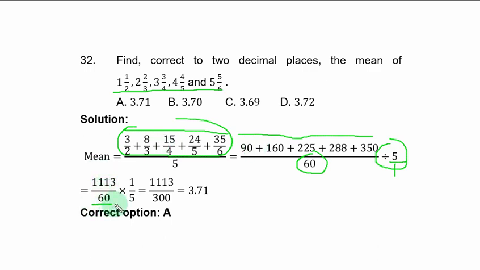Now let's change the division sign to multiplication, and you invert 5 over 1 to 1 over 5. If you multiply, you have this result, and when you divide, you have 3.71 to 2 decimal places. A is the correct option.